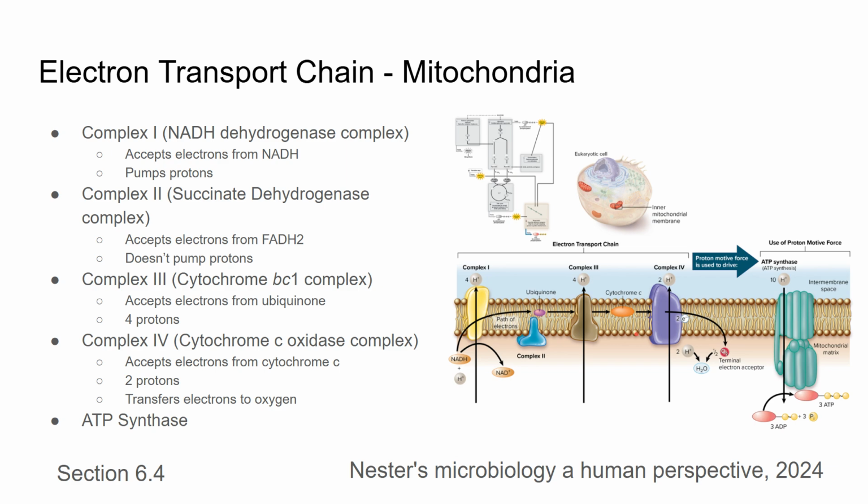Okay, and then complex 4 is also known as cytochrome C oxidase complex. This is going to accept the electrons that have been transferred to cytochrome C, and so these are going to cause 2 more protons to be pumped across the membrane. And then complex 4 will eventually move the electrons back into the mitochondrial matrix and have oxygen accept those electrons. Oxygen is also known as the terminal electron acceptor, and that'll generate water, H2O.